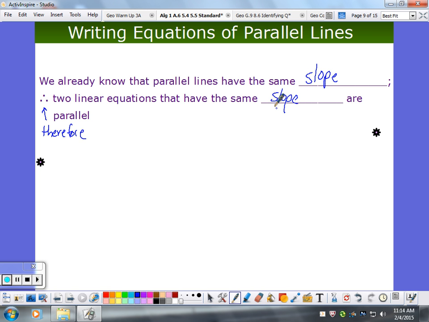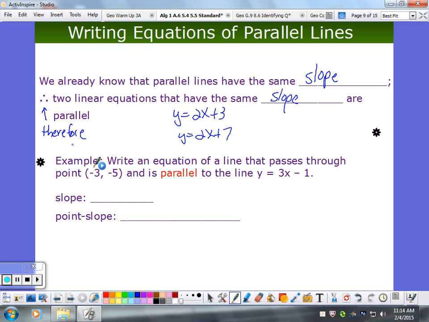If you have, I'm going to make up two equations. Are these parallel? Yeah. Same slope, different y-intercepts. Therefore, a little thing here. So let's look at this question here. So pay attention. For some reason, I don't know why it's hard. It's not hard. But just pay attention, okay?